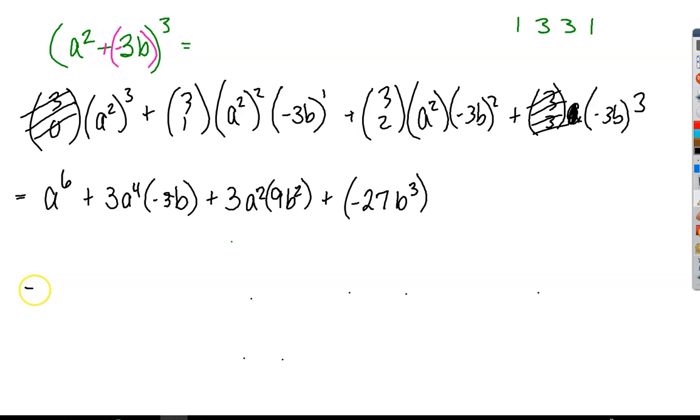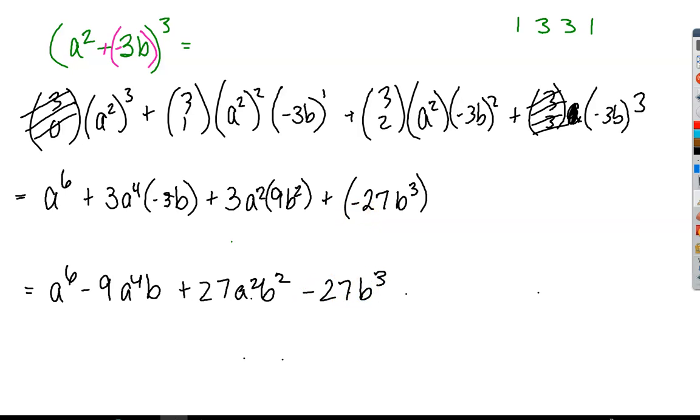And then just simplifying. So a to the 6th minus 9, a to the 4th b plus 27a squared b squared, and then minus 27b cubed. So this one looked a little weird because of the fact that there was a power on the inside. So your highest power on a wasn't to the third because it was already squared. So that's why you saw it go from a to the sixth, a to the fourth, a squared, no a, right? The b was just to the first, so that went up like normal. Okay. So in general, that's how we do these. That's how we expand these out.